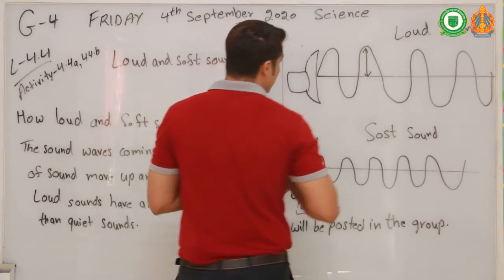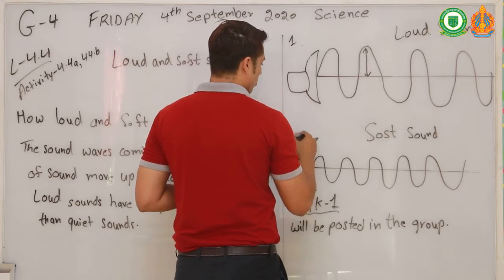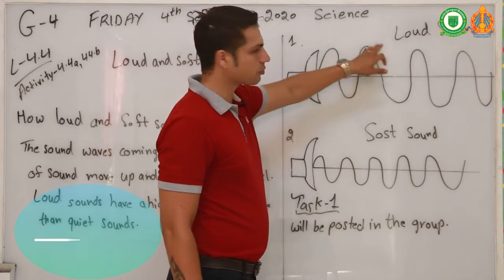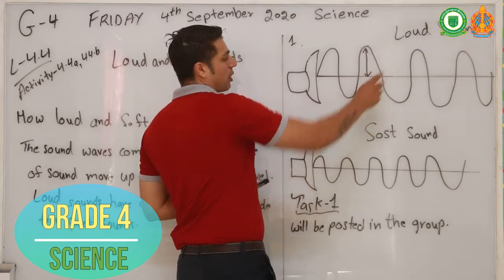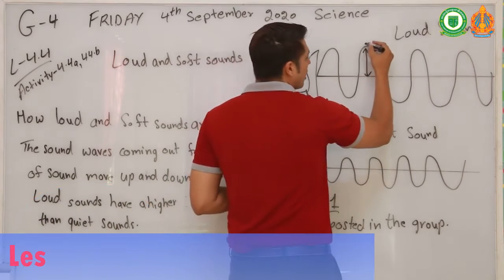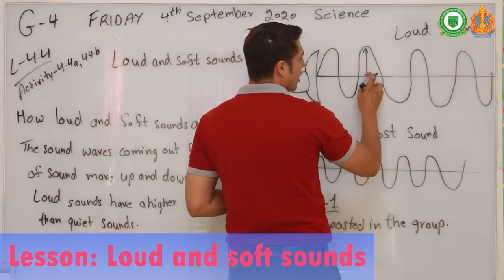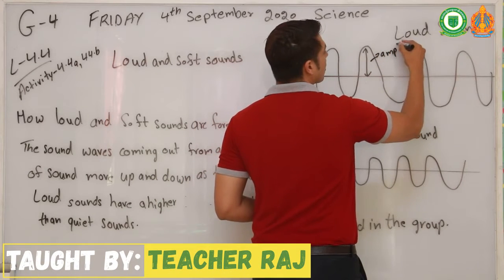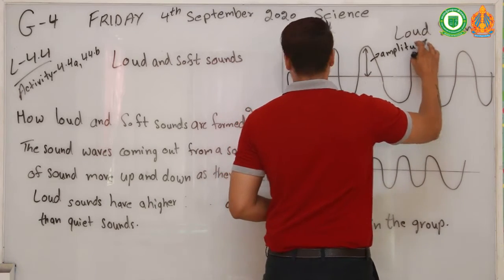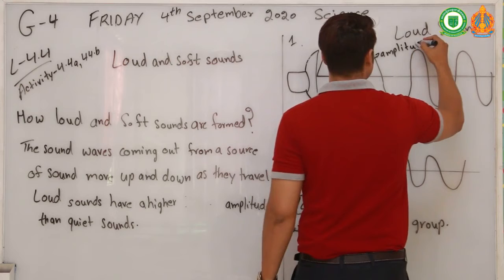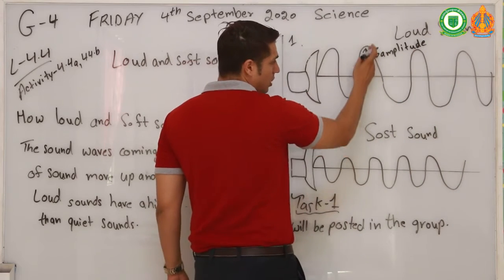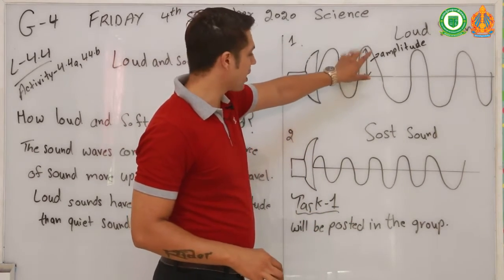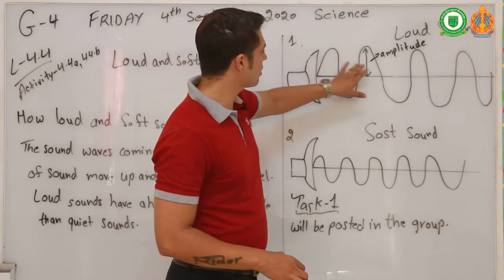So have a look at here. This is the first example. Example 1, example 2. So loud sounds. Waves you can see here. These are the sound waves. So what is amplitude? Amplitude is like starting from here until here, the distance is called amplitude. You can see, so it's big. Here it's big, and the amplitude, from peak to trough, is big.